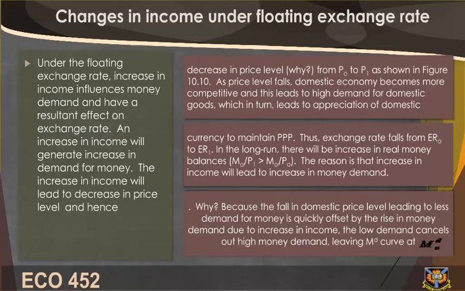Changes in income under floating exchange rate. Under the floating exchange rate, increase in income influences money demand and has a resultant effect on exchange rate. An increase in income will generate increase in demand for money. The increase in income will lead to decrease in price level, from P0 to P1 as shown in figure 10.10. As price level falls, domestic economy becomes more competitive and this leads to high demand for domestic goods, which in turn leads to appreciation of domestic currency to maintain PPP.